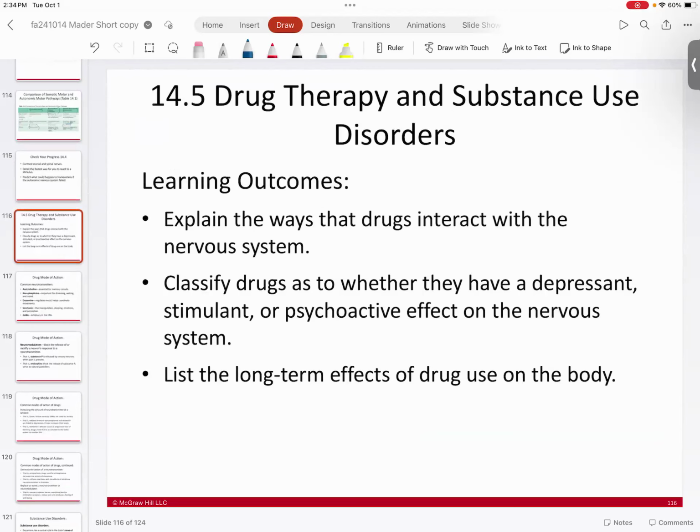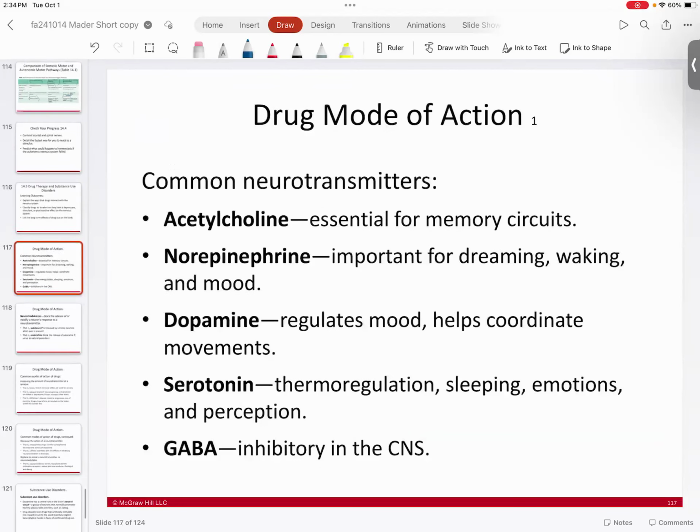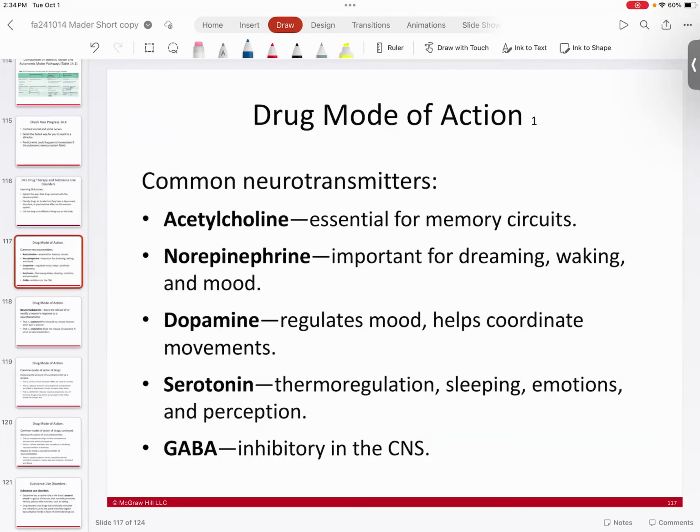Okay. Let's go ahead and take a look at the very last piece that we have for the chapter, and that is basically the neurotransmitters. As a matter of fact, the way that we basically design drugs or the way that drugs act on us. So first of all, we have to start off with the neurotransmitters.